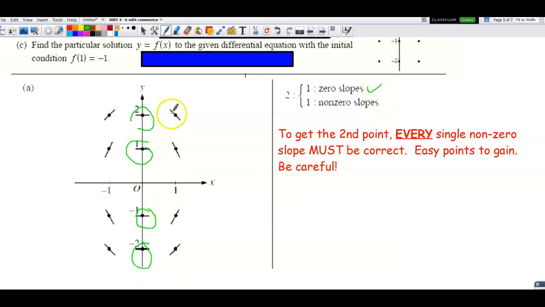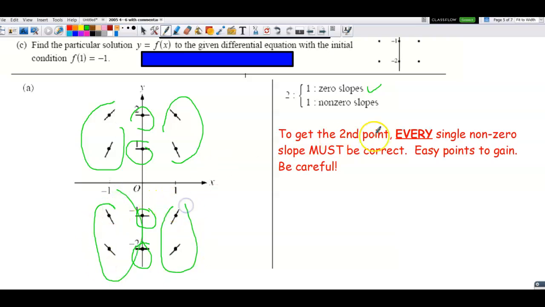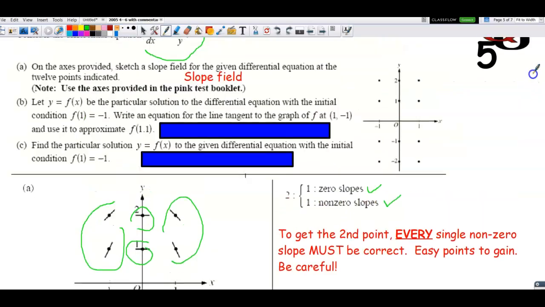So that means that these slopes right here had to be negative, these had to be positive, these had to be negative, and these had to be positive. All of them had to be correct in order to get the non-zero slopes. Now, remember, we don't measure the slopes. It's mostly about the direction, the increase, the decrease, and they're headed in the right direction.